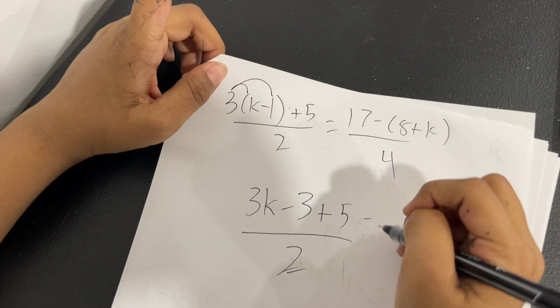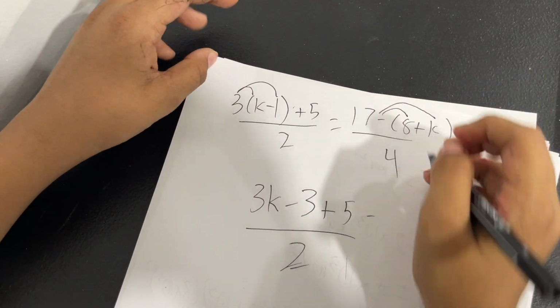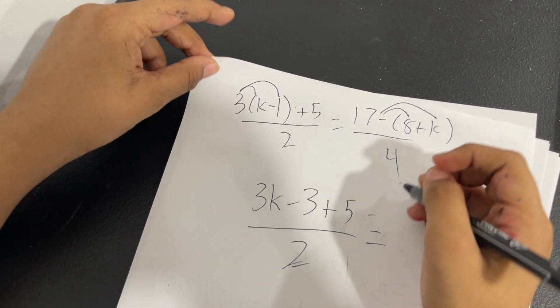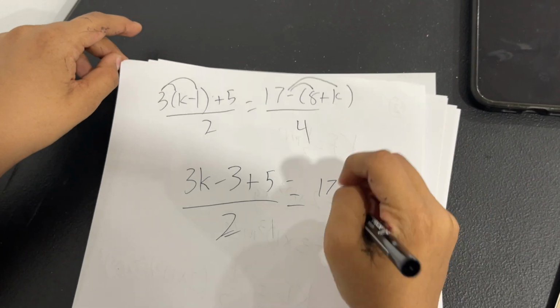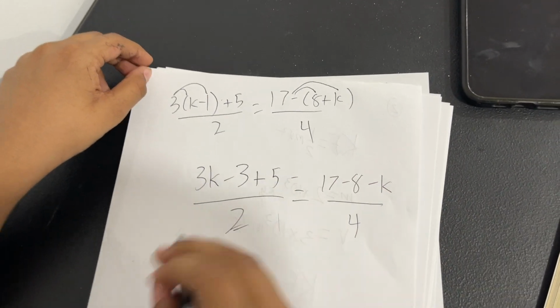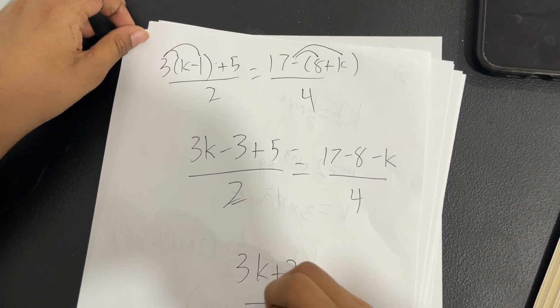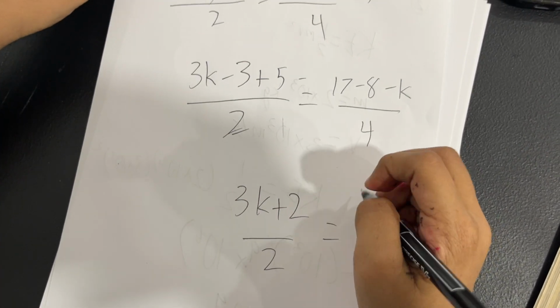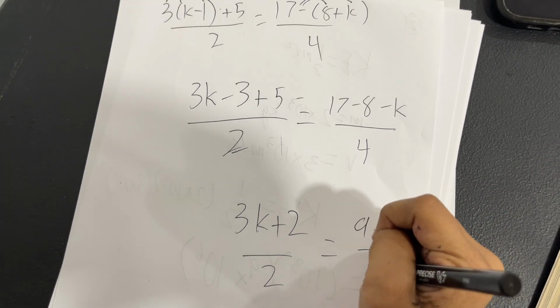17 minus 8 plus K. Now these parentheses mean the negative is being distributed. Negativity is contagious, sadly. So that means we have 17 minus 8 minus K over 4, which gives us 3K plus 2 over 2 is equal to 17 minus 8, which is 9, minus K over 4.